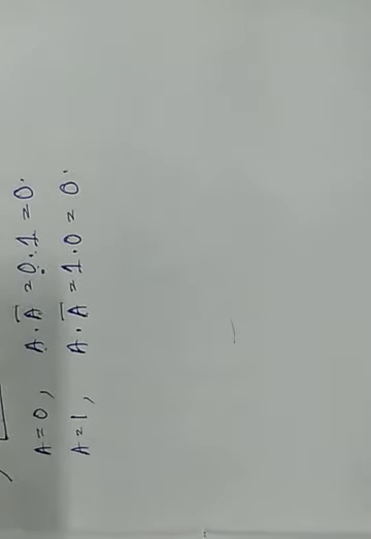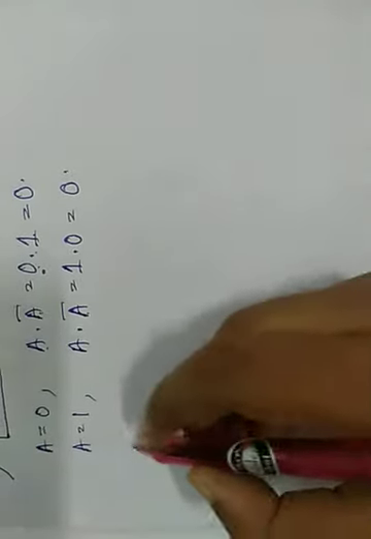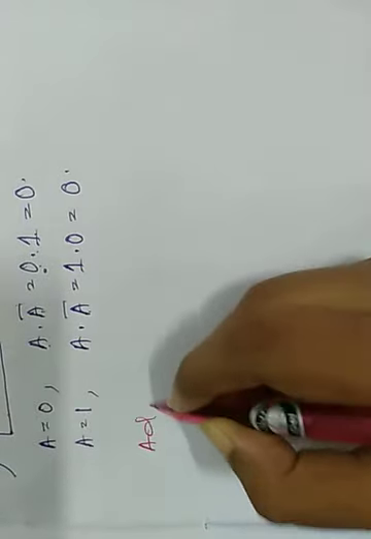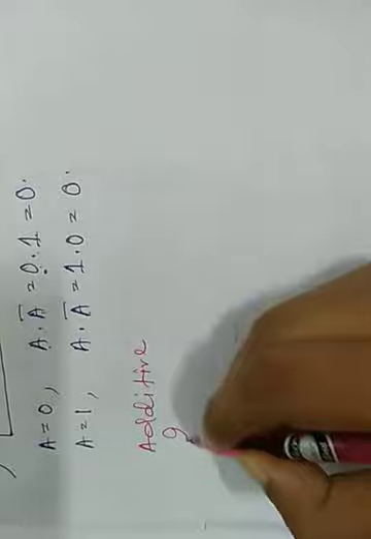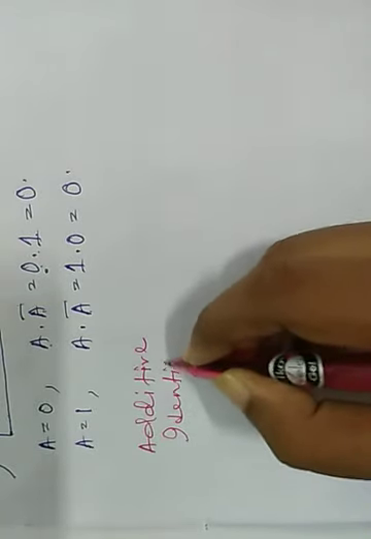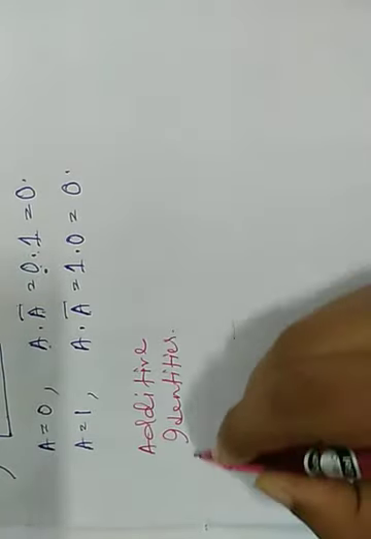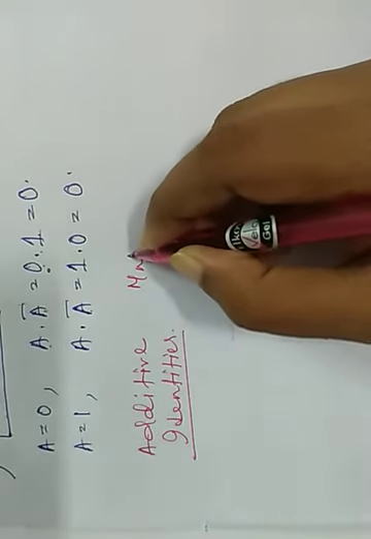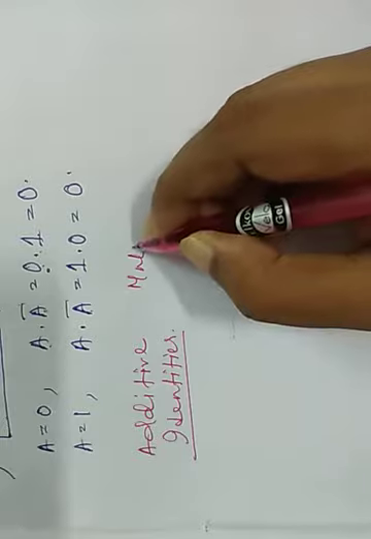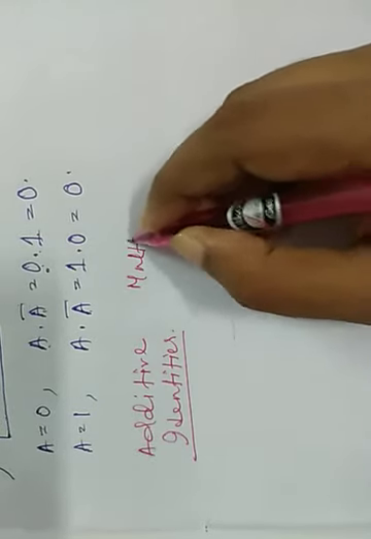So our identities will be additive identities and another is multiplicative identities. Multiplicative means AND operations.